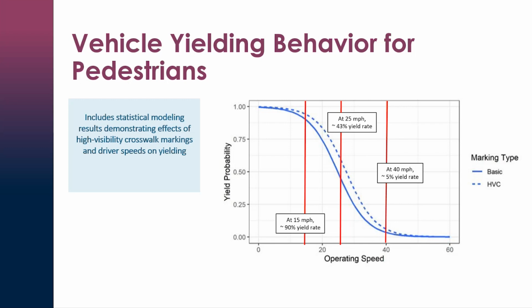So at 15 miles an hour, we had about a 90% yield rate of vehicles to pedestrians in crosswalks. At 40 miles an hour, that's about a 5% yield rate. So we see very significant changes there based on speed as well.